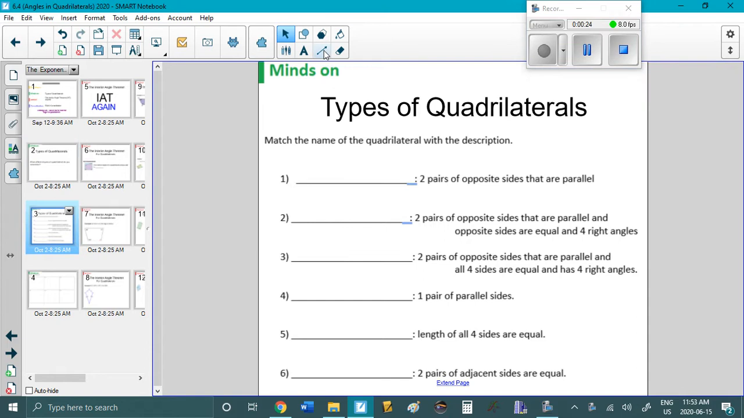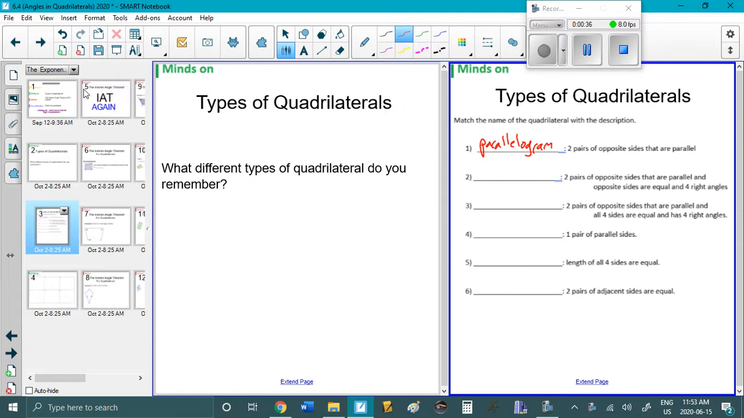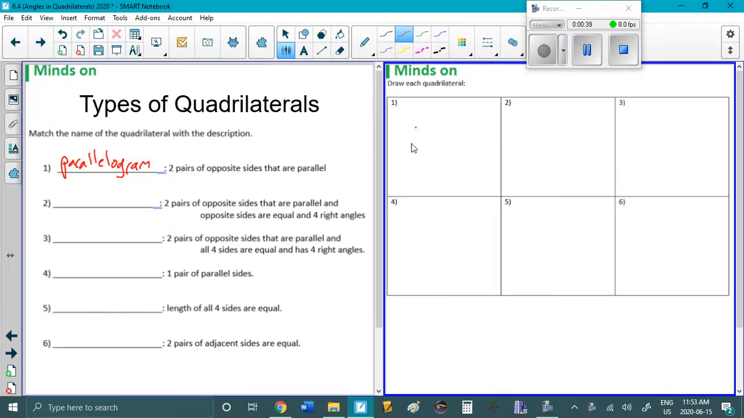Here we go. Number one, two pairs of opposite sides that are parallel. That is a parallelogram. And I'm going to go two up here so that you can see the diagrams as well. And a parallelogram looks like this. These sides are parallel, these sides are parallel, and you might remember that this angle and this angle are equal, and this angle and this angle are equal. You can also just Google a diagram of a parallelogram. Mine are going to be a little bit ugly because of the pen I'm writing with.